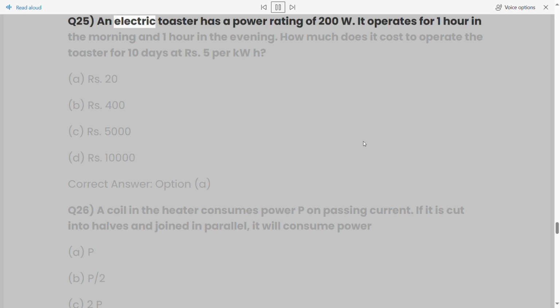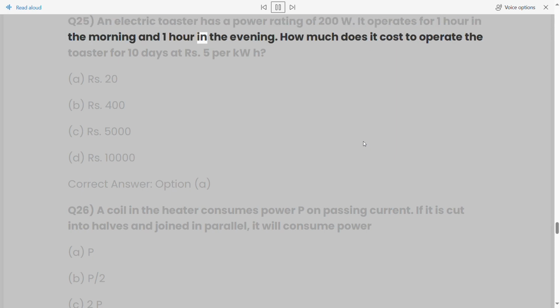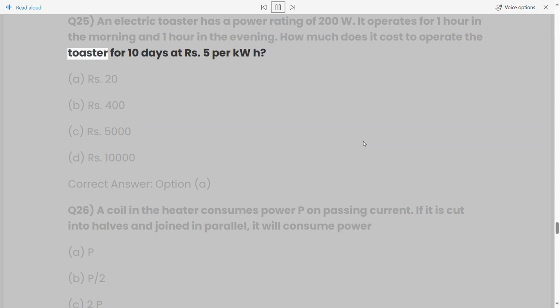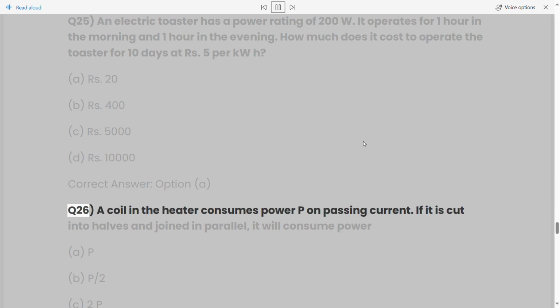Q25. An electric toaster has a power rating of 200 watts. It operates for 1 hour in the morning and 1 hour in the evening. How much does it cost to operate the toaster for 10 days at 5 rupees per kWh? A. 20 rupees, B. 400 rupees, C. 5,000 rupees, D. 10,000 rupees. Correct answer option A.